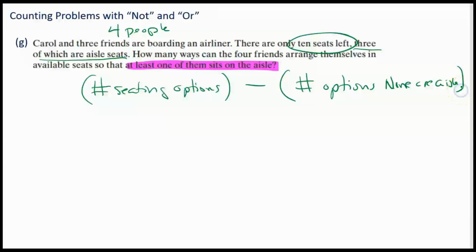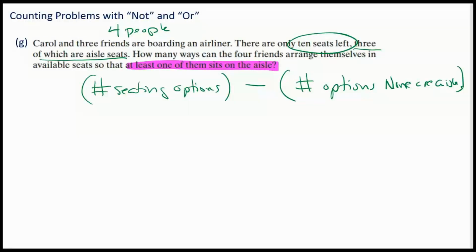Again, if you ever see "at least," think about the complement of that and see if that would be easier to calculate. Because what I had written down earlier, at least one of them sits on the aisle, you would have to calculate how many options have one of them sitting on the aisle, plus how many options have 2 of them sitting on the aisle, plus how many options have 3 of them sitting on the aisle. So first of all, let's just figure out the seating options, right?